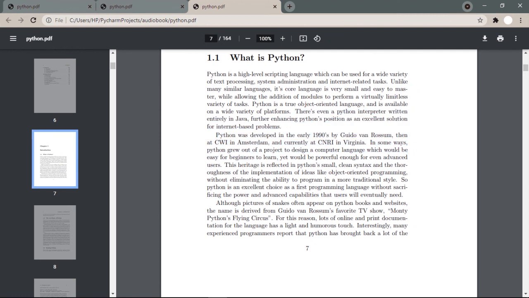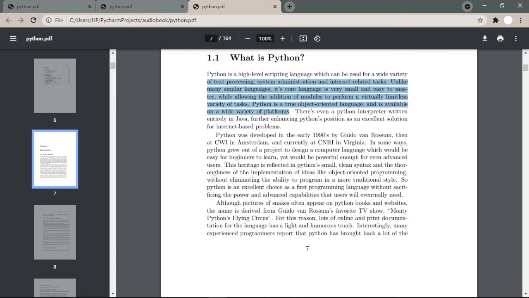Chapter 1. Introduction. 1.1 What is Python? Python is a high-level scripting language which can be used for a wide variety of text processing, system administration and internet-related tasks. Unlike many similar languages, its core language is very small and easily mastered, while allowing the addition of modules to perform a virtually limitless variety of tasks.